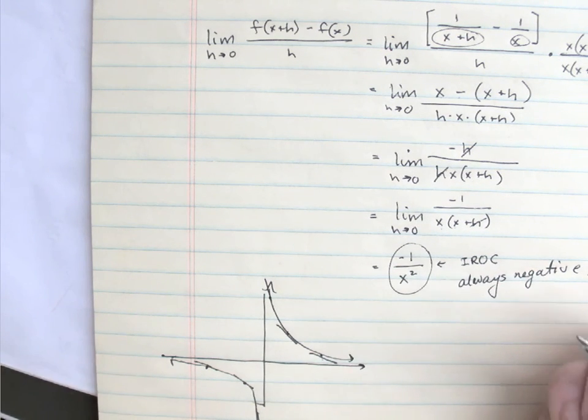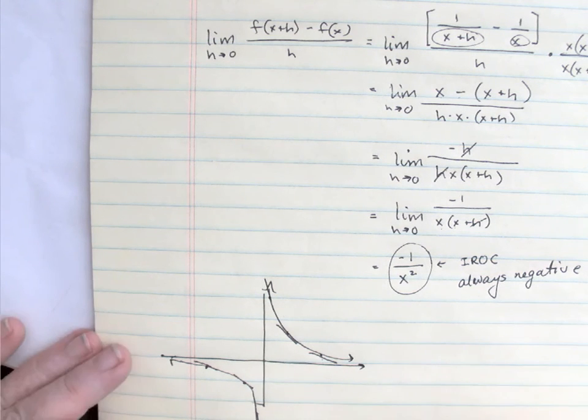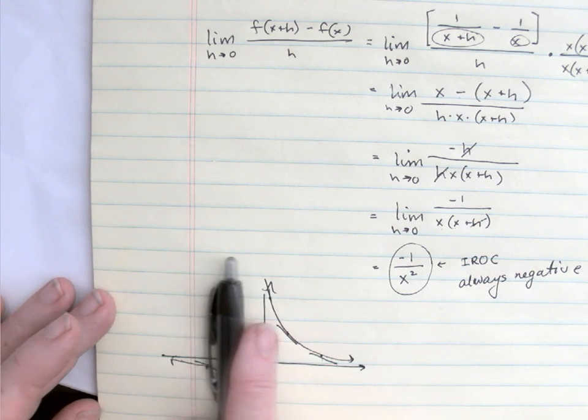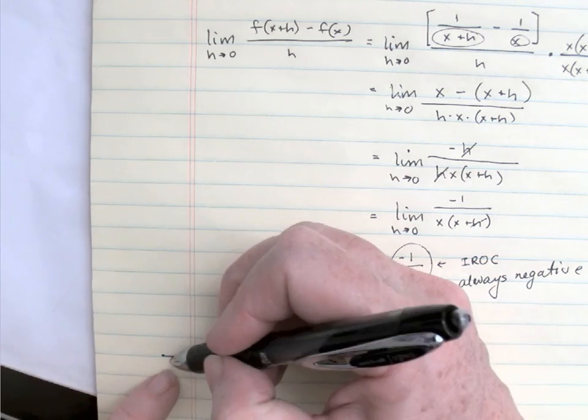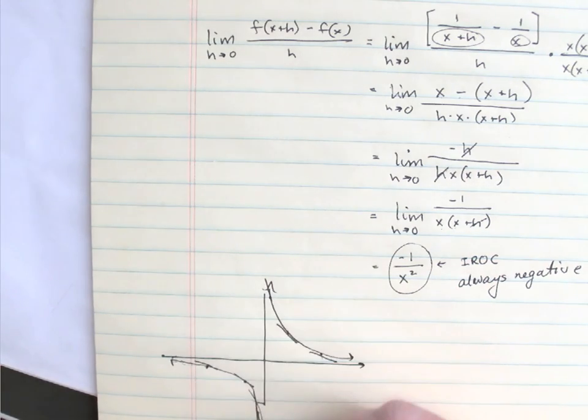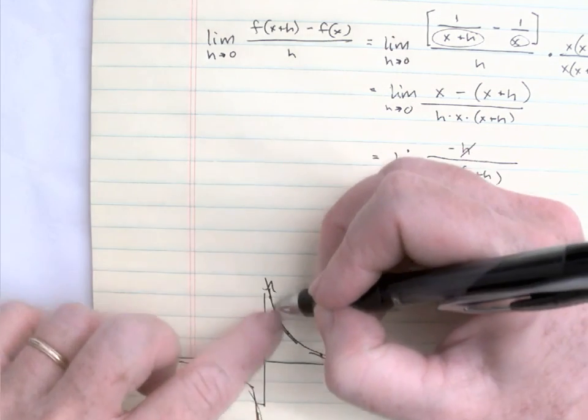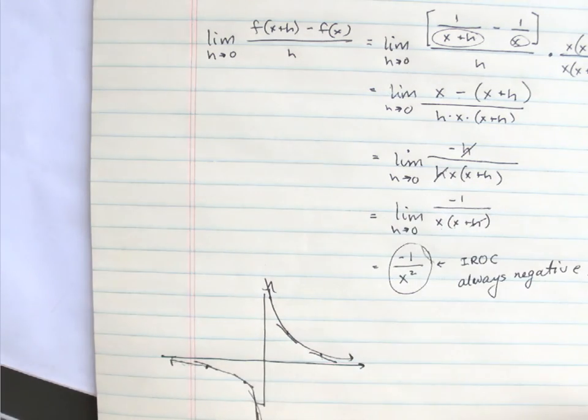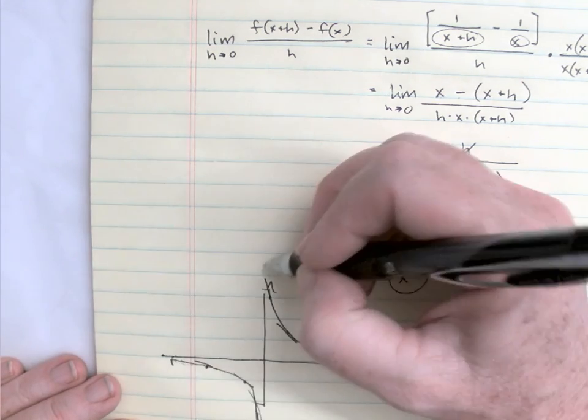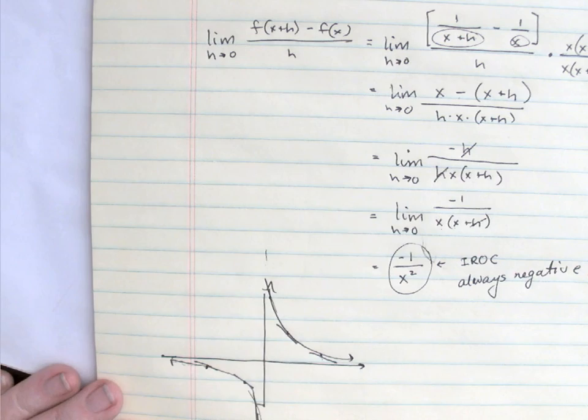The other thing I know, how I can interpret this, is that if I am traveling from left to right along this function, coming down here, or if I'm on this branch, the function's always decreasing. I'm always going down on the function, sliding down the function.